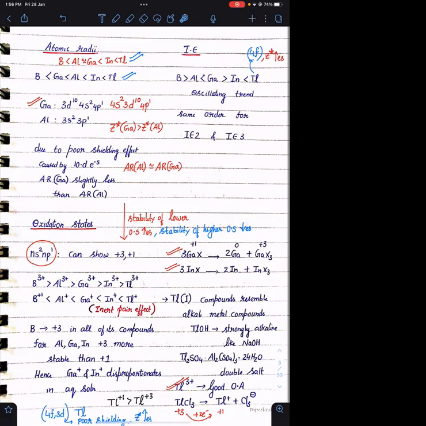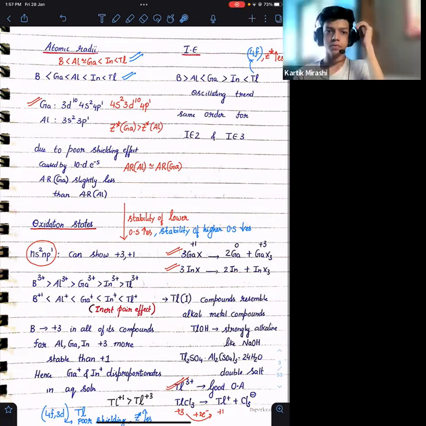Indium again becomes lesser than thallium because of the presence of 14 4f electrons and 10 3d electrons just before thallium. So thallium has 14 4f electrons. Again its Z star significantly increases. Because of that, the ionization energy also increases. Or else remember it like this: in group 13 you have an oscillating trend of ionization energy. Increase, decrease, increase, decrease. So there is an oscillation. Is that clear? Yes, sir. Okay.